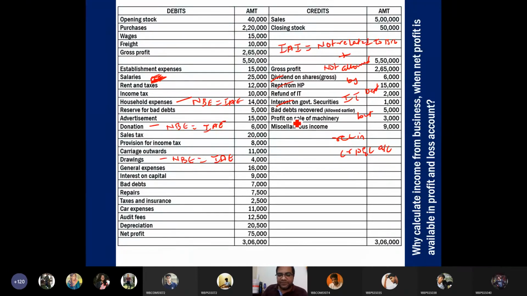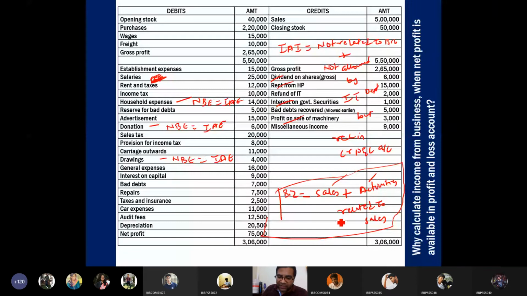Profit from sale of machine is inadmissible income because it is not related to business. I told you in one of the classes: what do you mean by business income? The answer to this question is that business income comes from sales plus activities related to sales. So always keep this formula in your mind. Anything which is not related to sales is not a business income. Any income which is not generated from activities related to sale is also not business income, right?